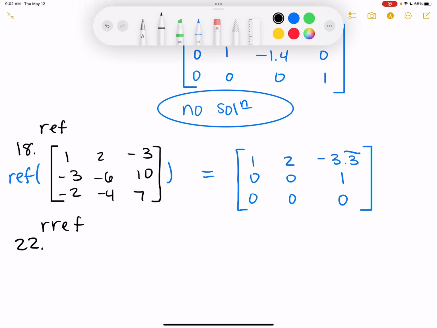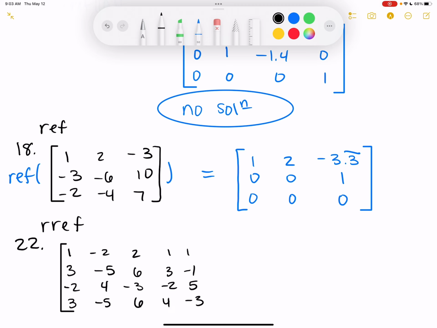All right, and then for 22, okay, this one is a reduced row echelon form. That's what it tells you to find. This is a 4x5 matrix. Oh goodness. So 1, -2, 2, 1, 1, 3, -5, 6, 3, -1, -2, 4, -3, -2, 5, and then 3, -5, 6, 4, -3. Good lord.